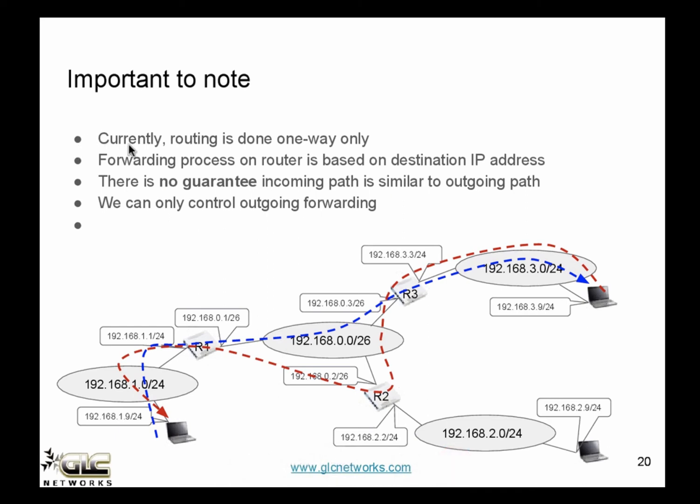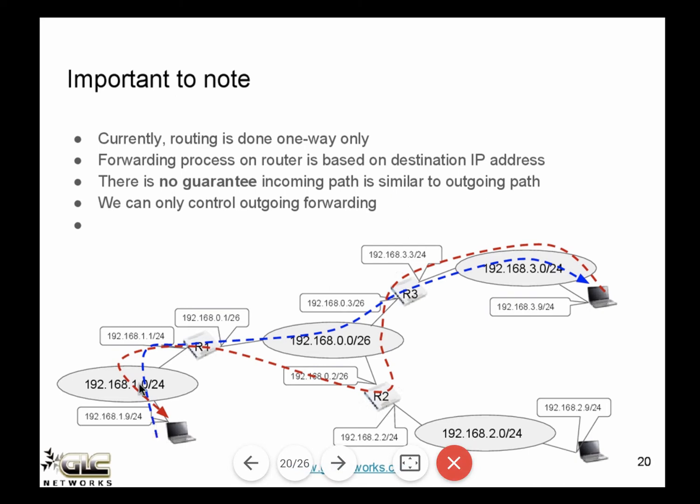Currently, with the current technology, routing is done one way only. So routing is one way, from source to destination. I'm talking about currently, but there is a possibility of doing routing based on the source, maybe depending on the destination and the source. The forwarding process on a router is based on the destination address, not the source address. The router only checks the destination IP address and then makes the forwarding decision based on that. Therefore, there is no guarantee that the incoming path is similar to the outgoing path.